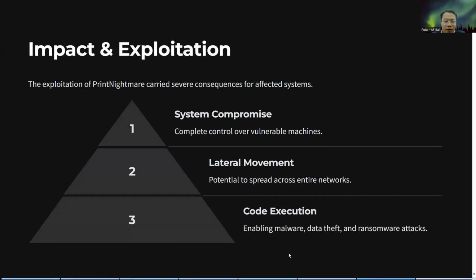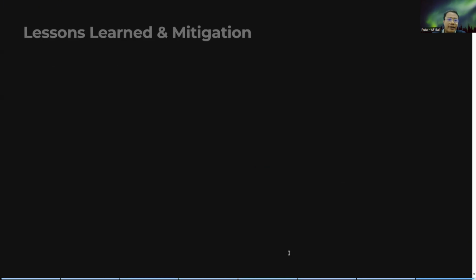And what is the impact of this problem? The exploitation of PrintNightmare carried several consequences for the affected systems: system compromise, meaning control over the vulnerable machines; lateral movement, with the potential to spread across the entire network; and code execution, enabling malware, data theft, and of course ransomware attacks.